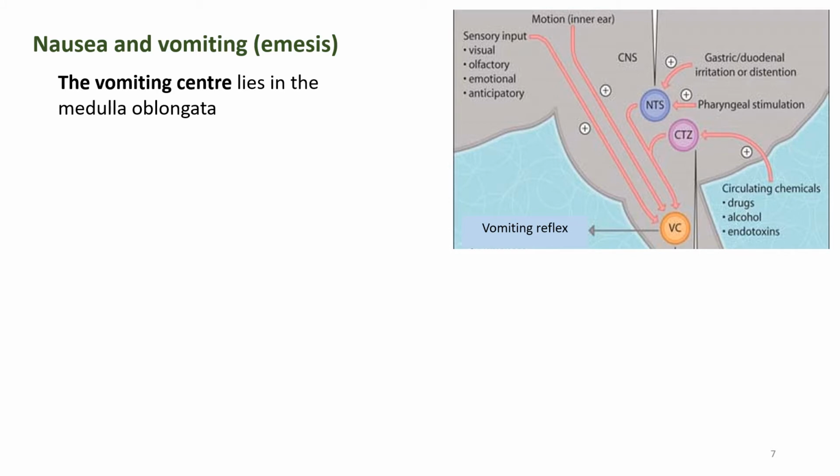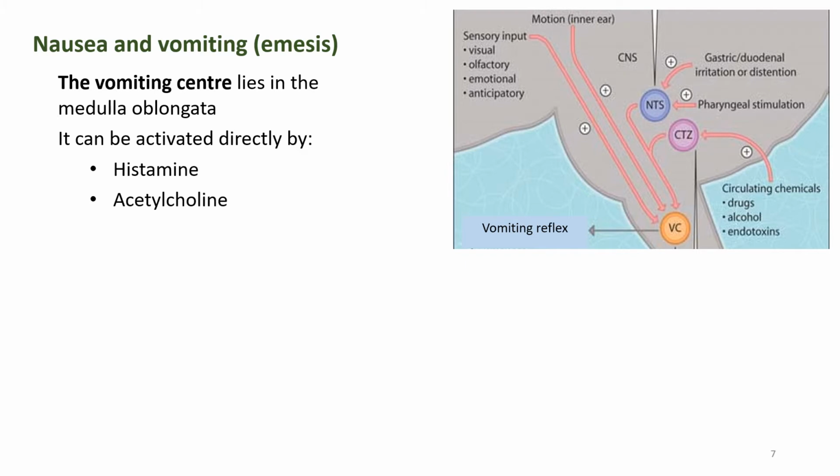Which brings us on to nausea and vomiting. Posh word for vomiting, of course, is emesis. The vomiting center itself lies in the medulla, alongside all the other centers, the cardiovascular centers, the respiratory centers, and whatever else. The vomiting center, although, takes input from other areas, and then it triggers the vomiting reflex. So it's sort of like the master of vomiting. In the diagram there, you can see it indicated as VC.